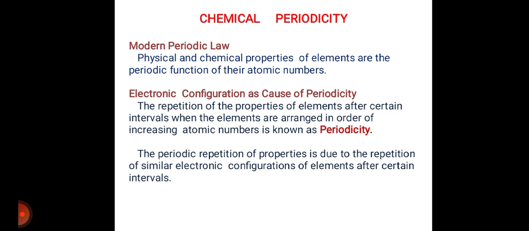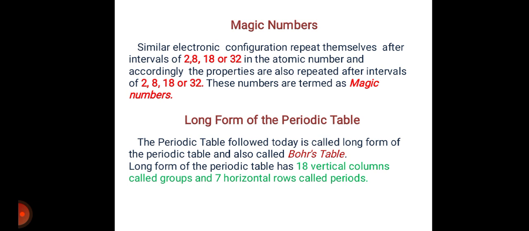So why does periodicity arise? The repetition of properties of the elements after certain intervals, when the elements are arranged in the order of increasing atomic number, is known as periodicity. The periodic repetition of properties is due to the repetition of similar electronic configurations of elements after certain intervals. Now we can see another topic, the magic number.